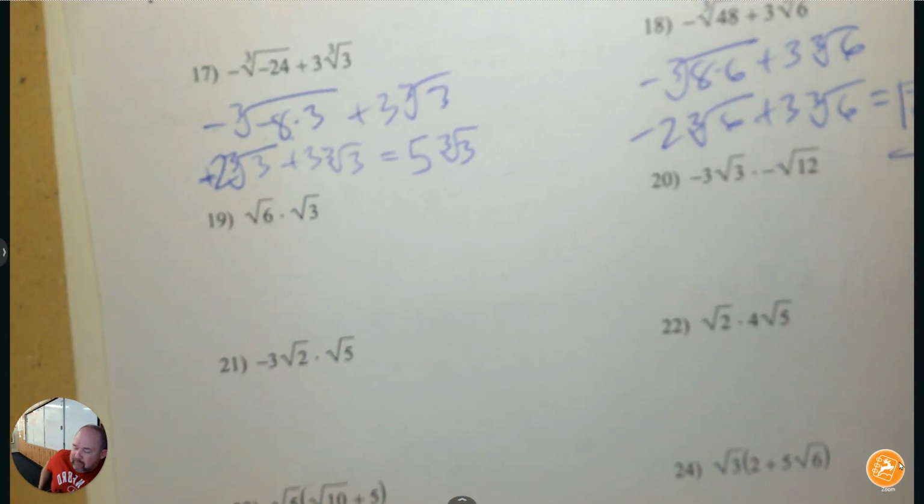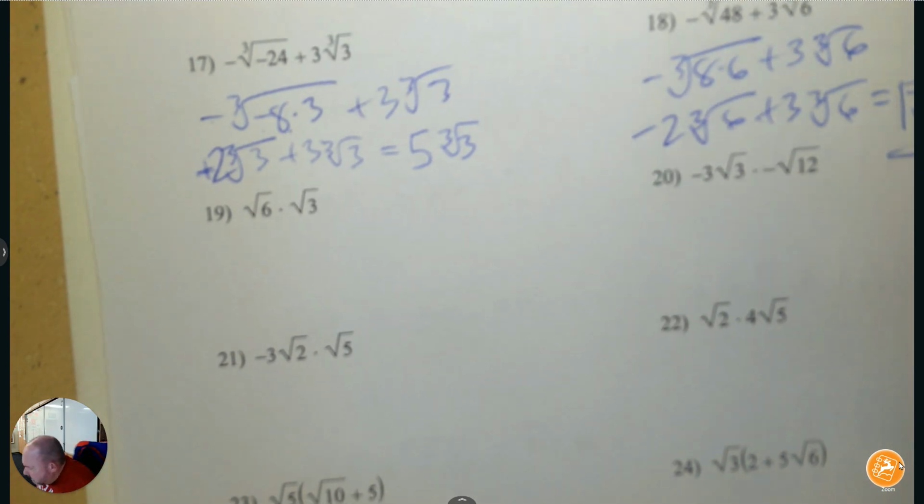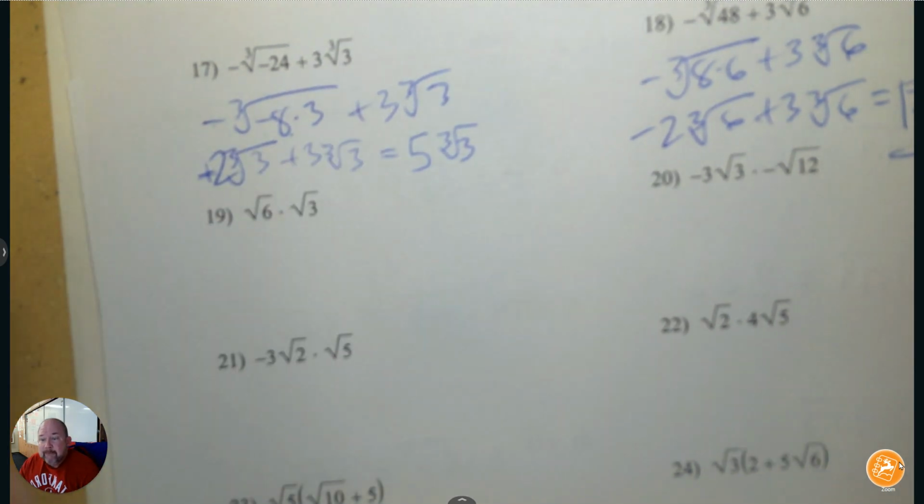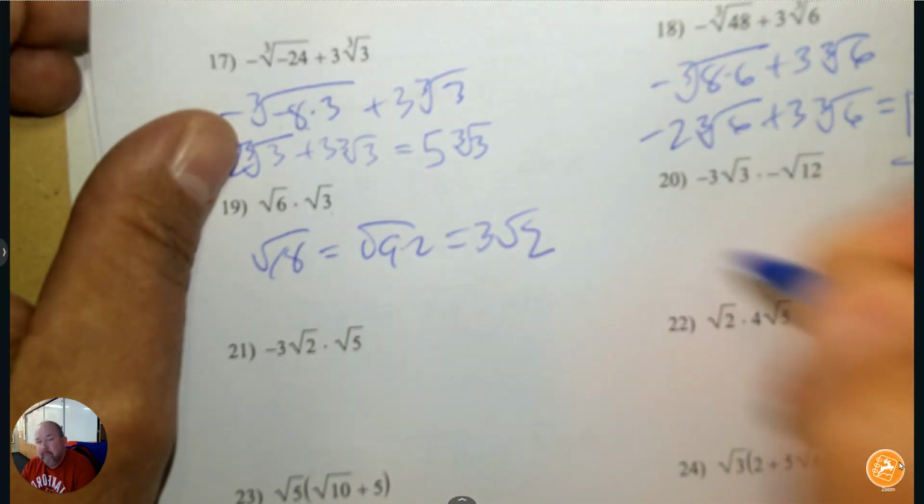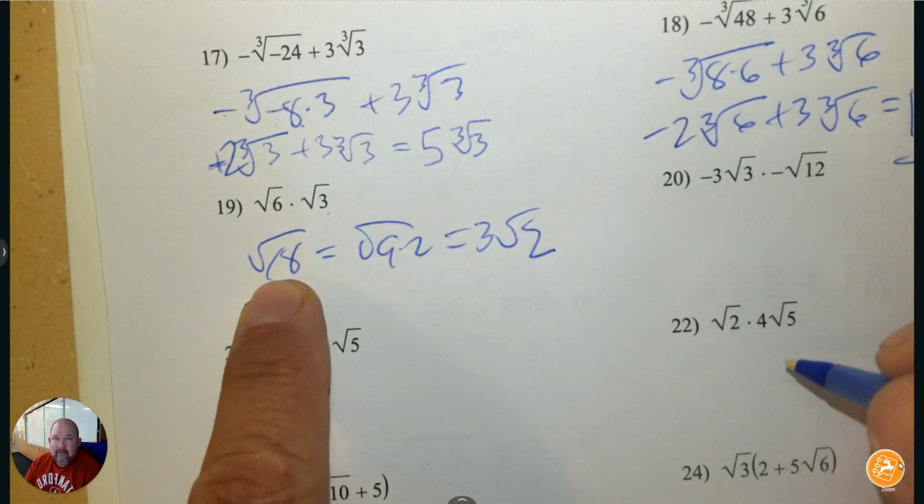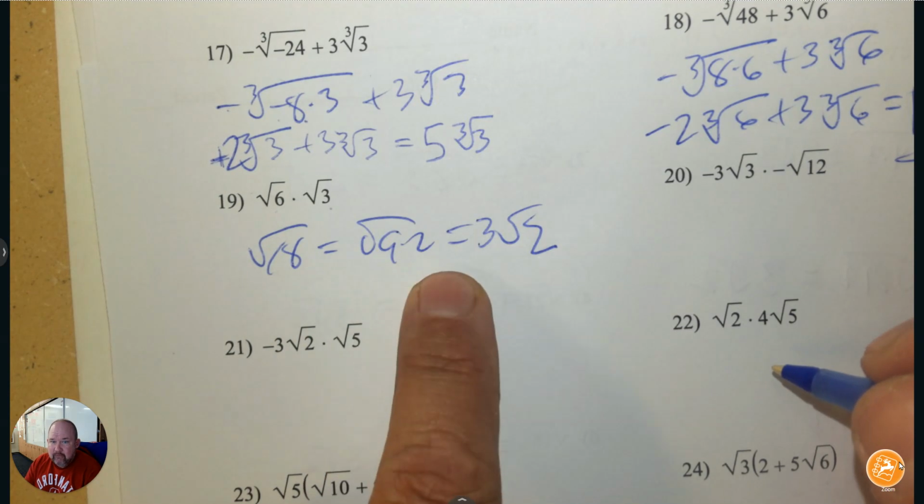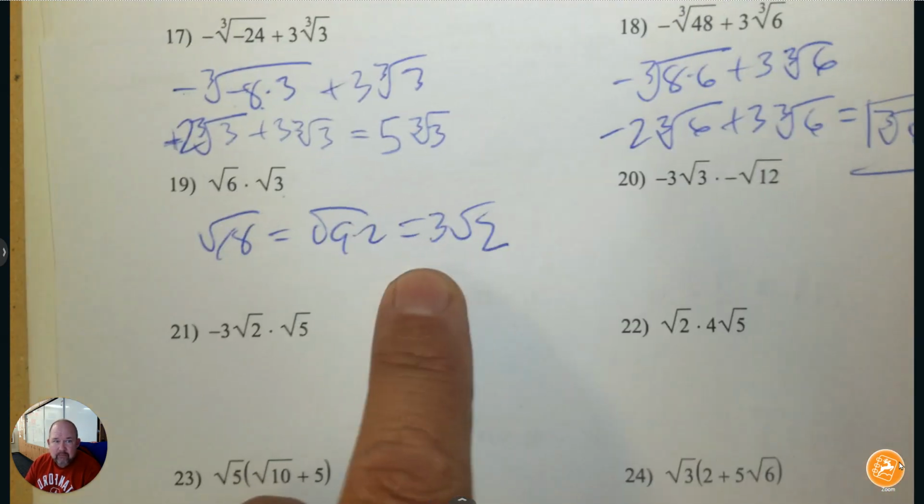All right, now we're going to multiply. When we multiply, the index still needs to match, but what's underneath does not need to match. So we're going to go 6 times 3, and then our answer we're going to simplify. So 6 times 3 is 18. 18 is 9 times 2, and the square root of 9 gives me 3 root 2.